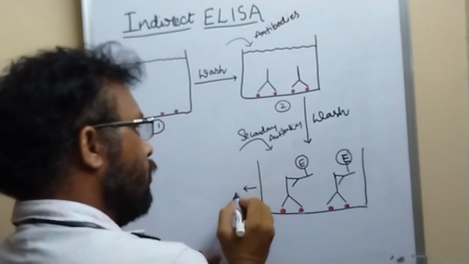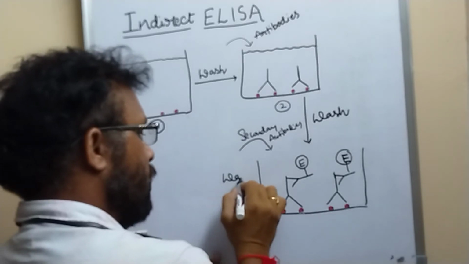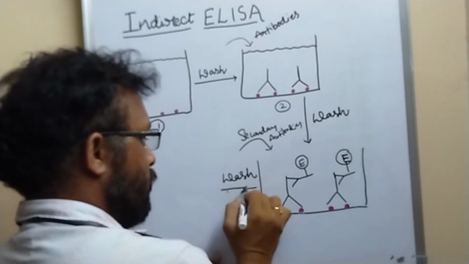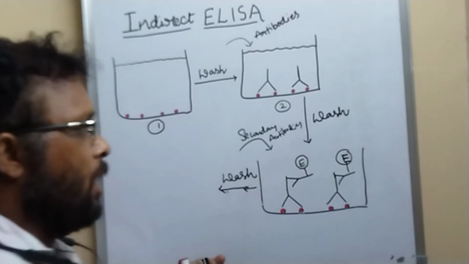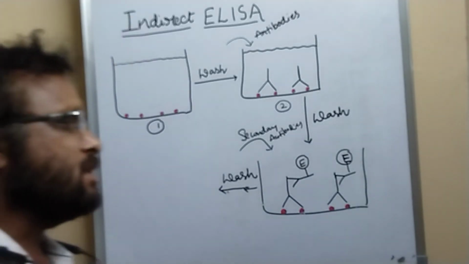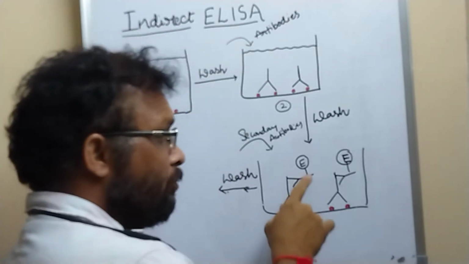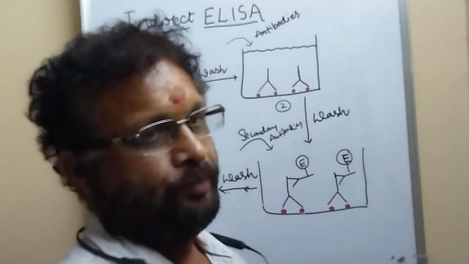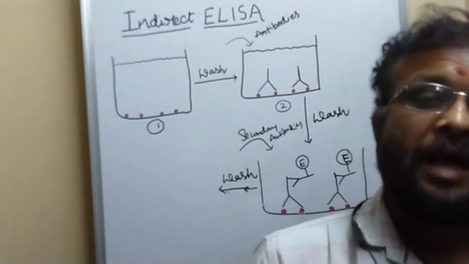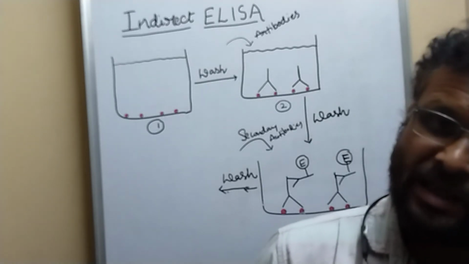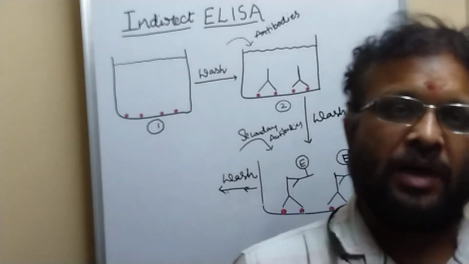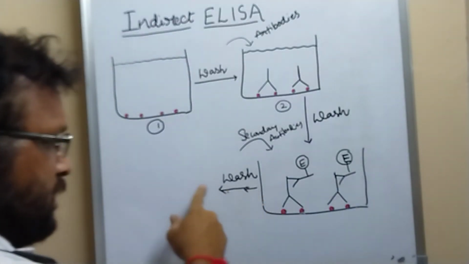Now we have to perform a wash step. What is the reason for performing the wash step? Any unbound secondary antibodies which are enzyme linked will be washed away by the wash step.